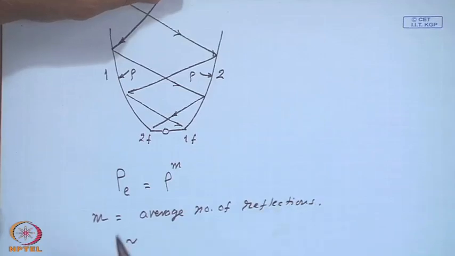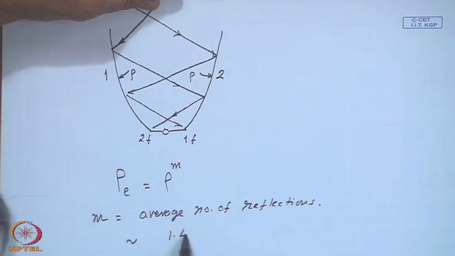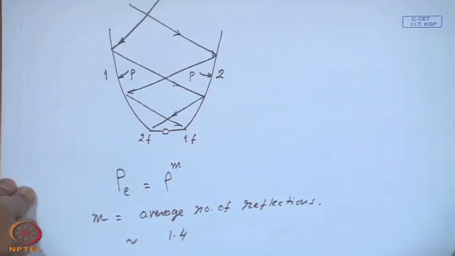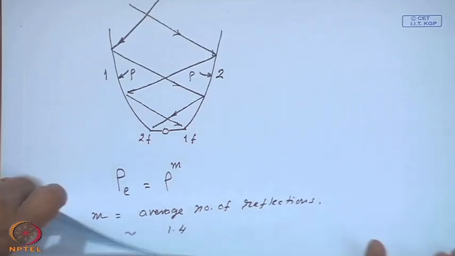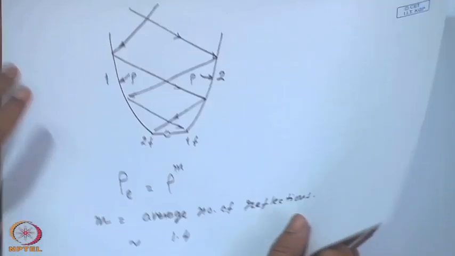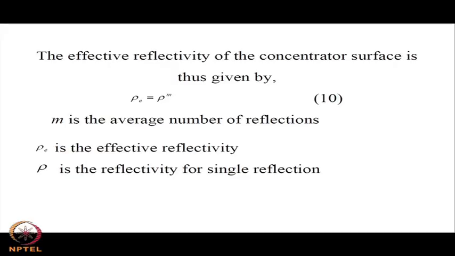This is sort of found out to be about 1.4, 1.5, right? How the fraction is, you can easily imagine. If you consider a large number of rays, some of them may be having 2, some of them may have only 1, and the average turns out to be 1.4.